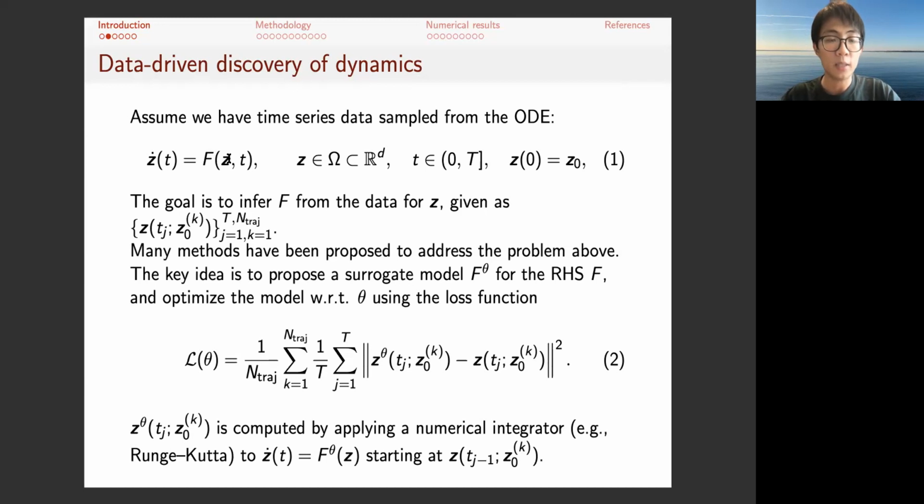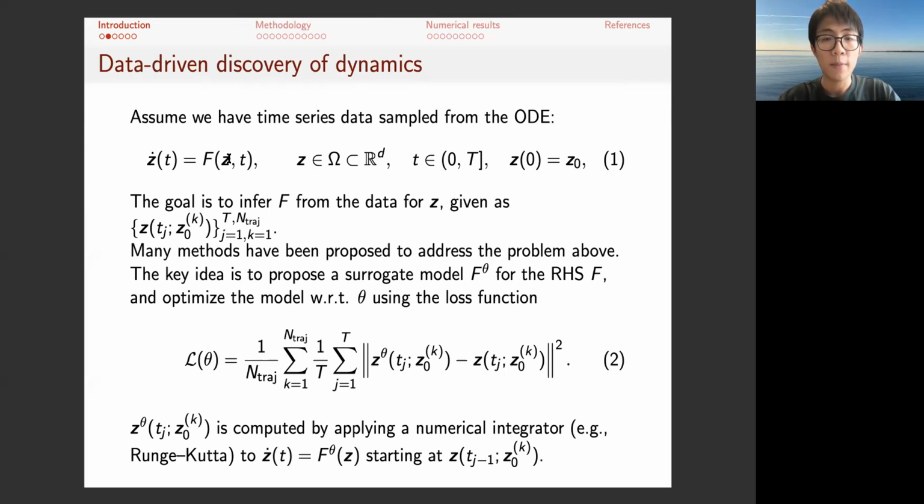These are the trajectories of this time series sampled at times t_j, starting from k different initial conditions. Many methods have been proposed to address the problem above, including traditional approaches and neural network based approaches. Some traditional approaches include works by Professor Nathan Kutz. I think he proposed a method called SINDy, which is commonly used in this area.